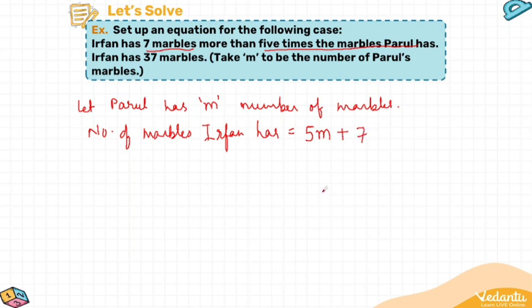More, it says. Now, as per the question, Irfan has 37 marbles. So the number of marbles Irfan has is 5m plus 7, and that should be equal to 37 as per the question. That quantity, 5m plus 7, should be equal to 37. All right, so this is how we make the equations out of this situation.